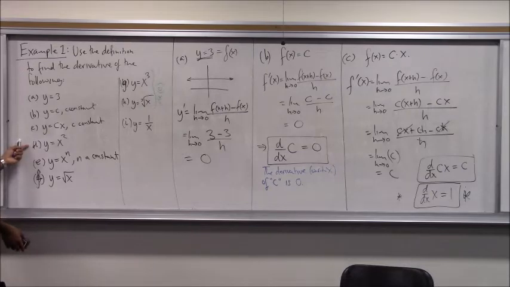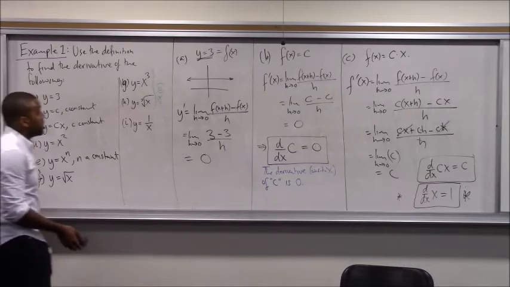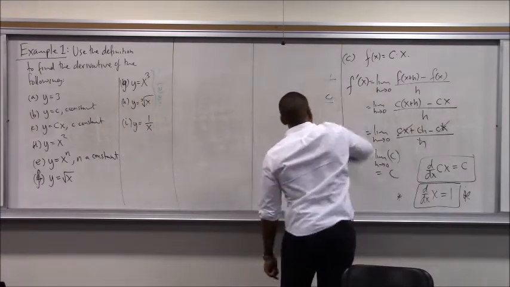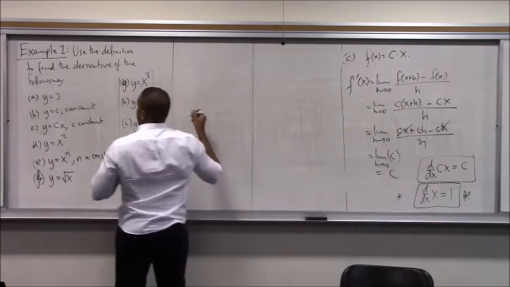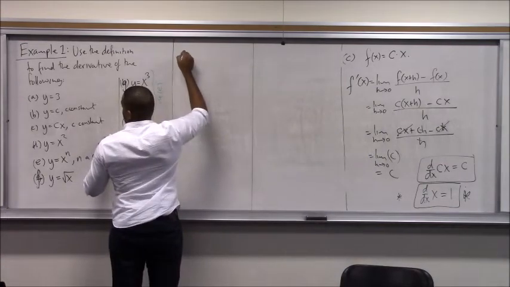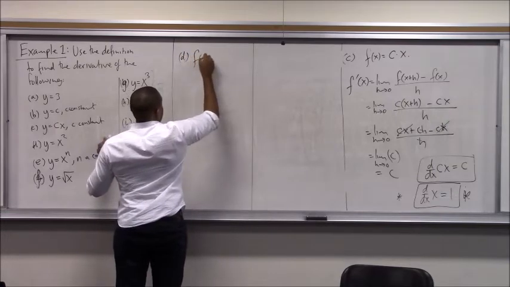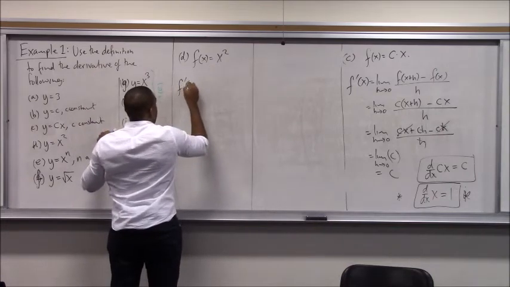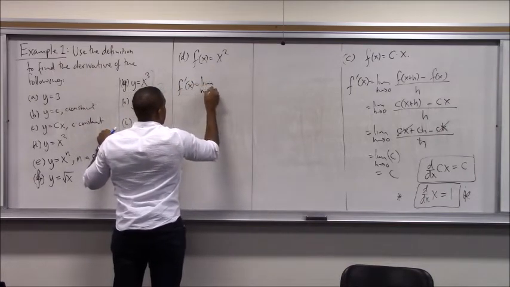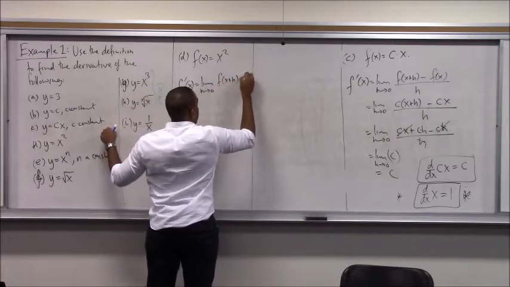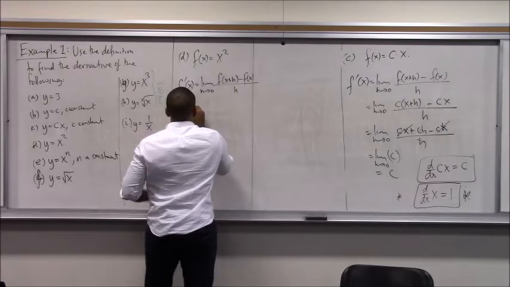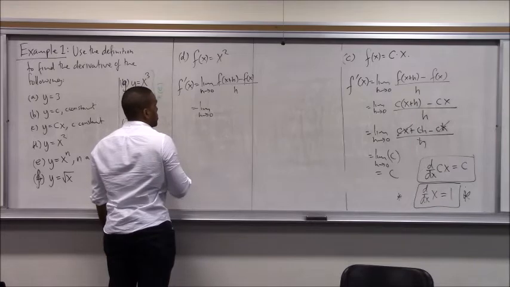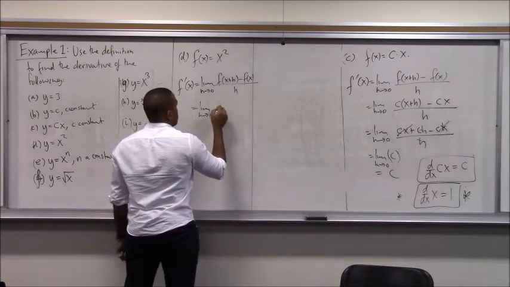x squared is not as obvious, right? What would the slope of that look like? It would differ. The derivative would be 2x. We use the definition. So if my f of x is x squared, and I want to use the definition of the derivative to find it, I'm going to use this: the limit as h approaches 0 of f of x plus h minus f of x, over h. What is f of x plus h? It's x plus h, squared.